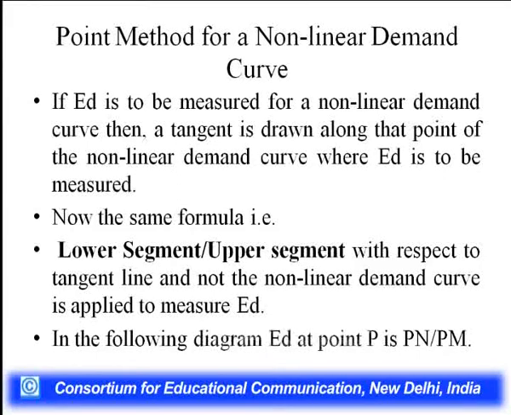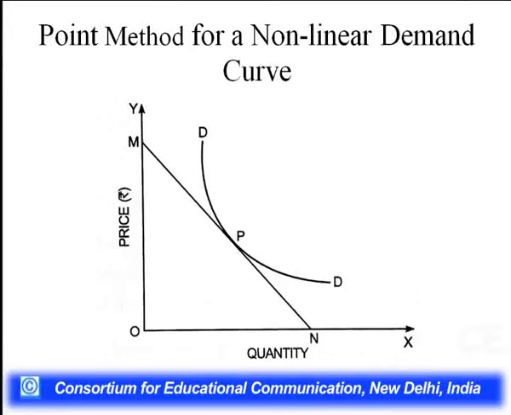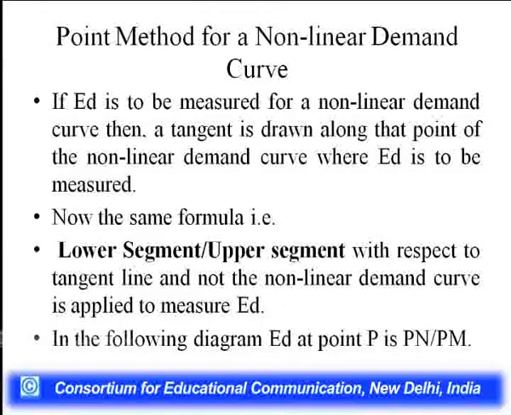So what is the way out? The way out is to draw a tangent at a given point on the non-linear demand curve. Say, for example, dd is a non-linear demand curve, and we want to measure elasticity at point P. What should be done? Simply we draw a tangent Mn at the point P of the dd demand curve. Now the same formula, lower segment by upper segment, would be applied here to measure elasticity at point P. So there is not much difference whether the demand curve is linear or non-linear. The same simple formula, lower segment by upper segment, would be used. In this case, elasticity of demand at point P would be Pn upon Pm, as is evident from this diagram.